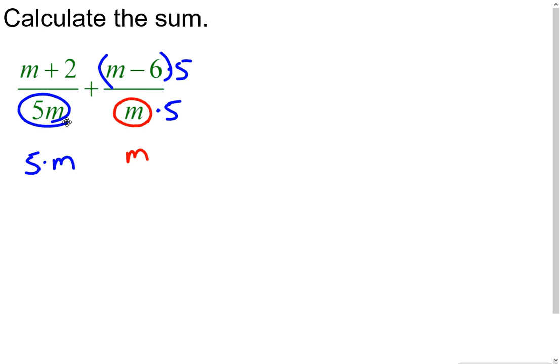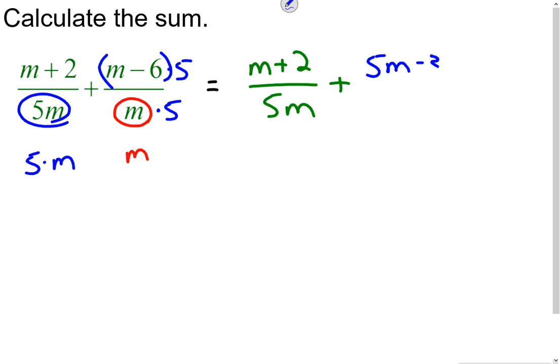Now, once I do that, that first fraction is not going to change, because the denominator did not change. So I still have m plus 2 over 5m. And then we're going to add. Now the second fraction is going to change the way it looks, not the value. So now I have to multiply my numerator by 5, which is going to put me now at 5m minus 30 over 5m.